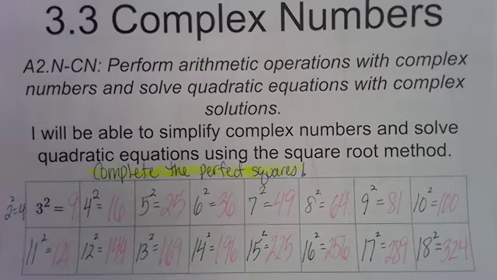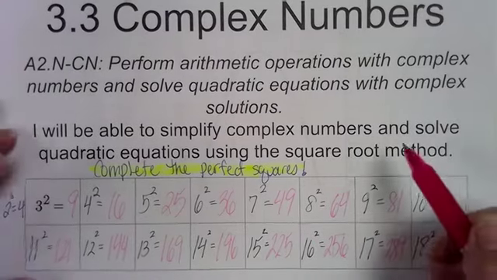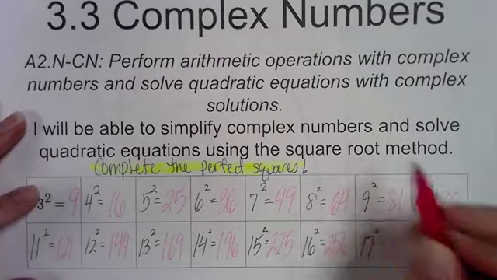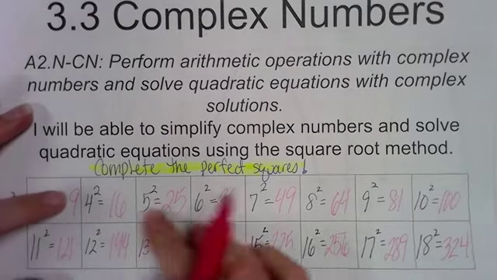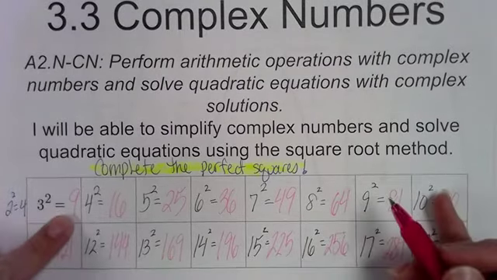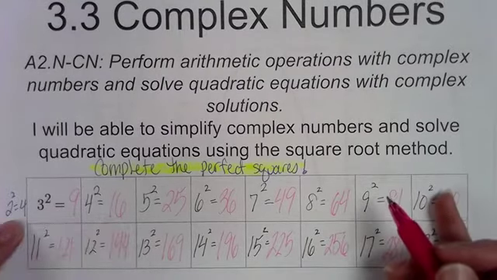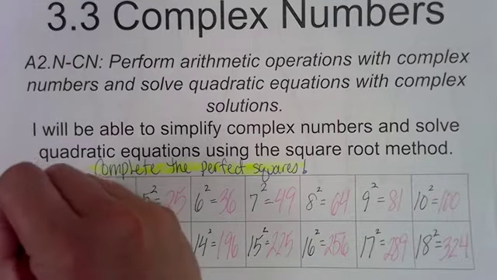These pink numbers are perfect squares, and these perfect squares are going to be super useful for us today in helping us to simplify square roots. So we want to make sure we know these perfect squares really well. So 9 is a perfect square, 16 is a perfect square, 4 is a perfect square. That's not pink, but it's there.